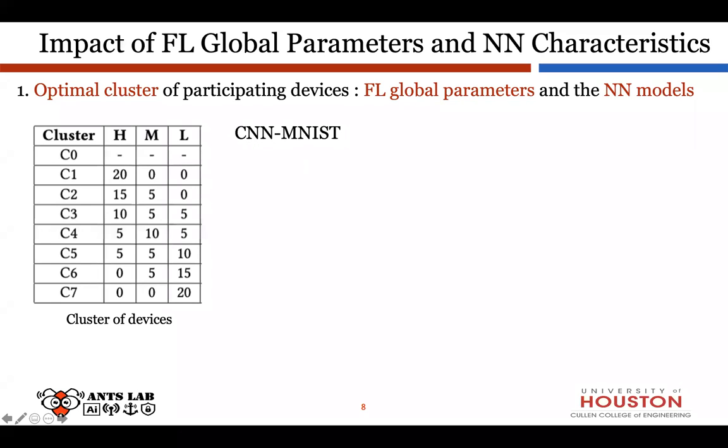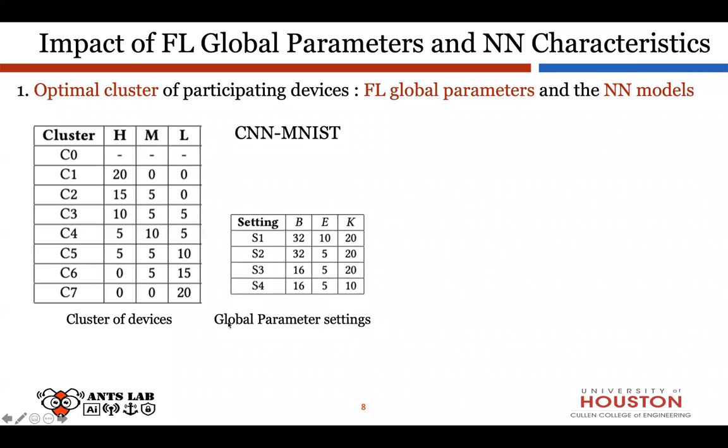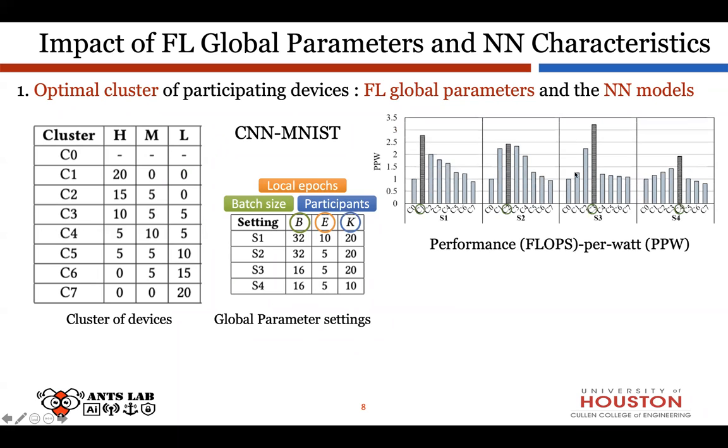Let's take the CNN model on the MNIST dataset as an example. And we consider 4 global parameter settings here. B here is the batch size, E here is the local training epochs, and K here is the number of participants. The simulation results are shown here. PPW means the performance per watt. It can represent the energy efficiency. And from this figure, we can find that for different settings, we have different optimal clusters.